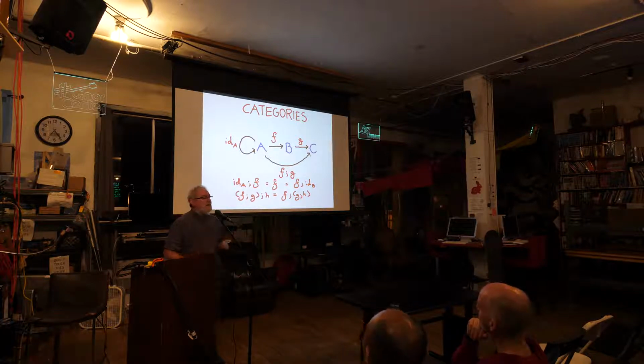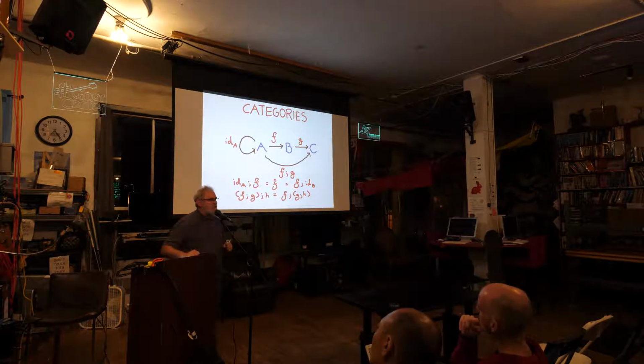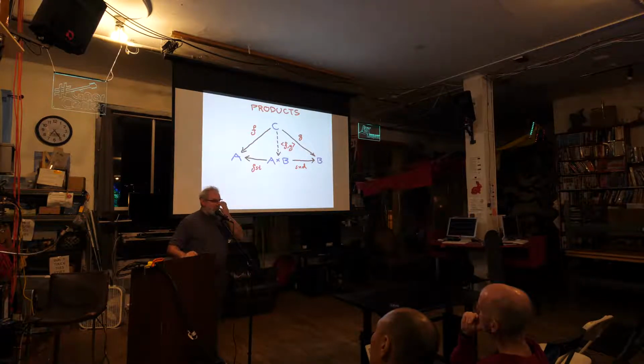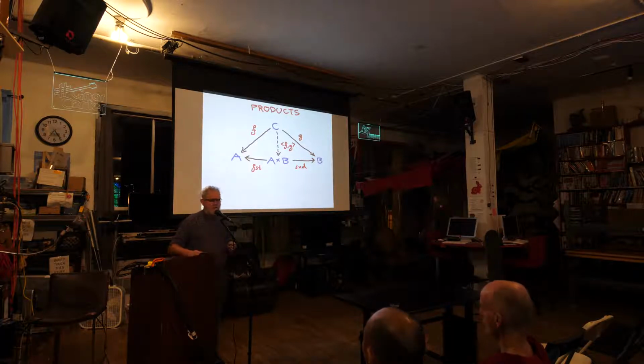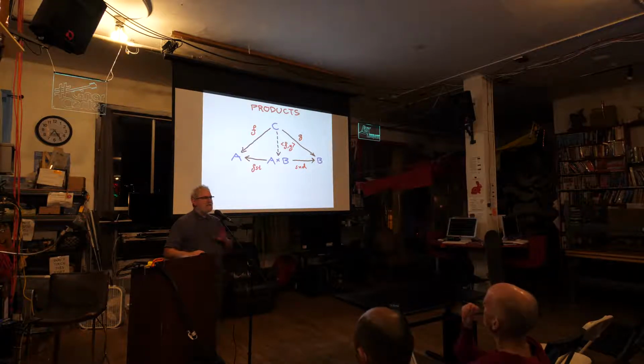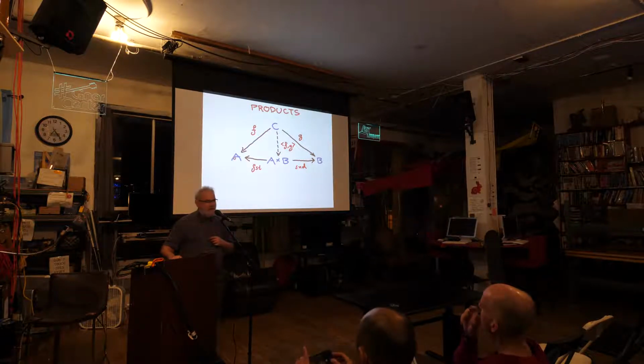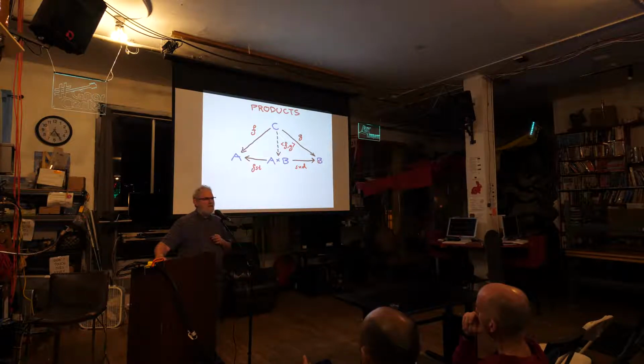You now know enough category theory to get your first data structure, and this is the product. So let me decompose this diagram. We'll just define something called the product of A and B. A is an object, B is an object. We're saying for A and B, there is another object which we're going to call A times B. And this has the following properties.